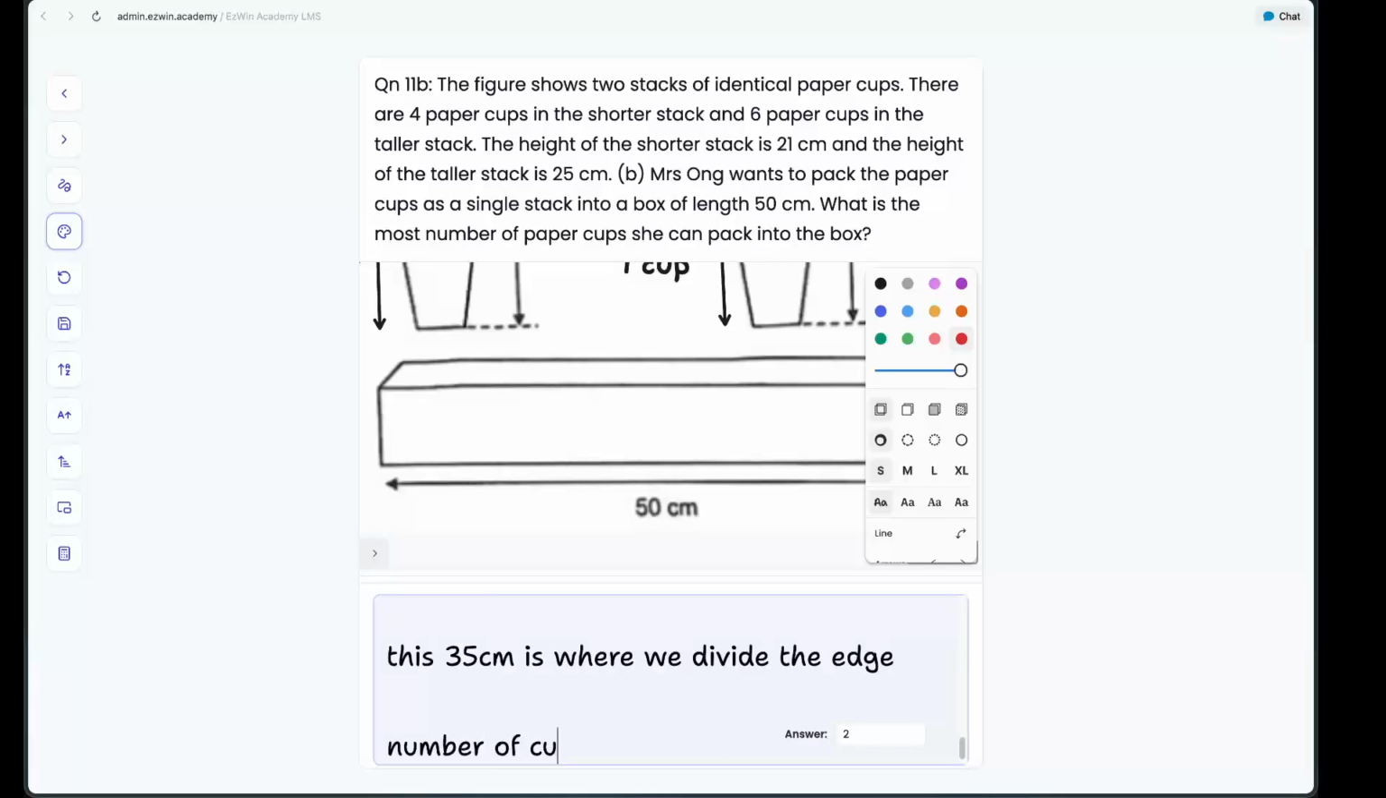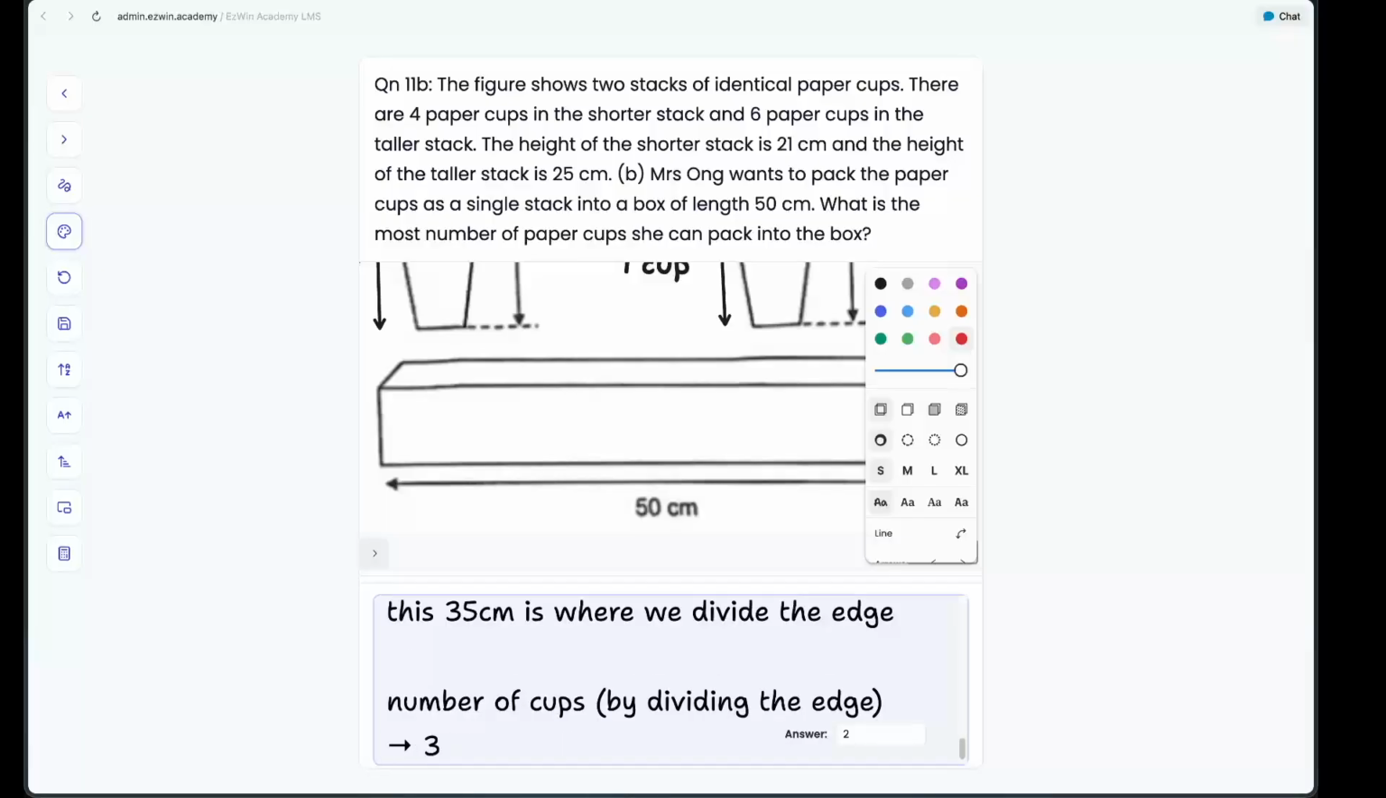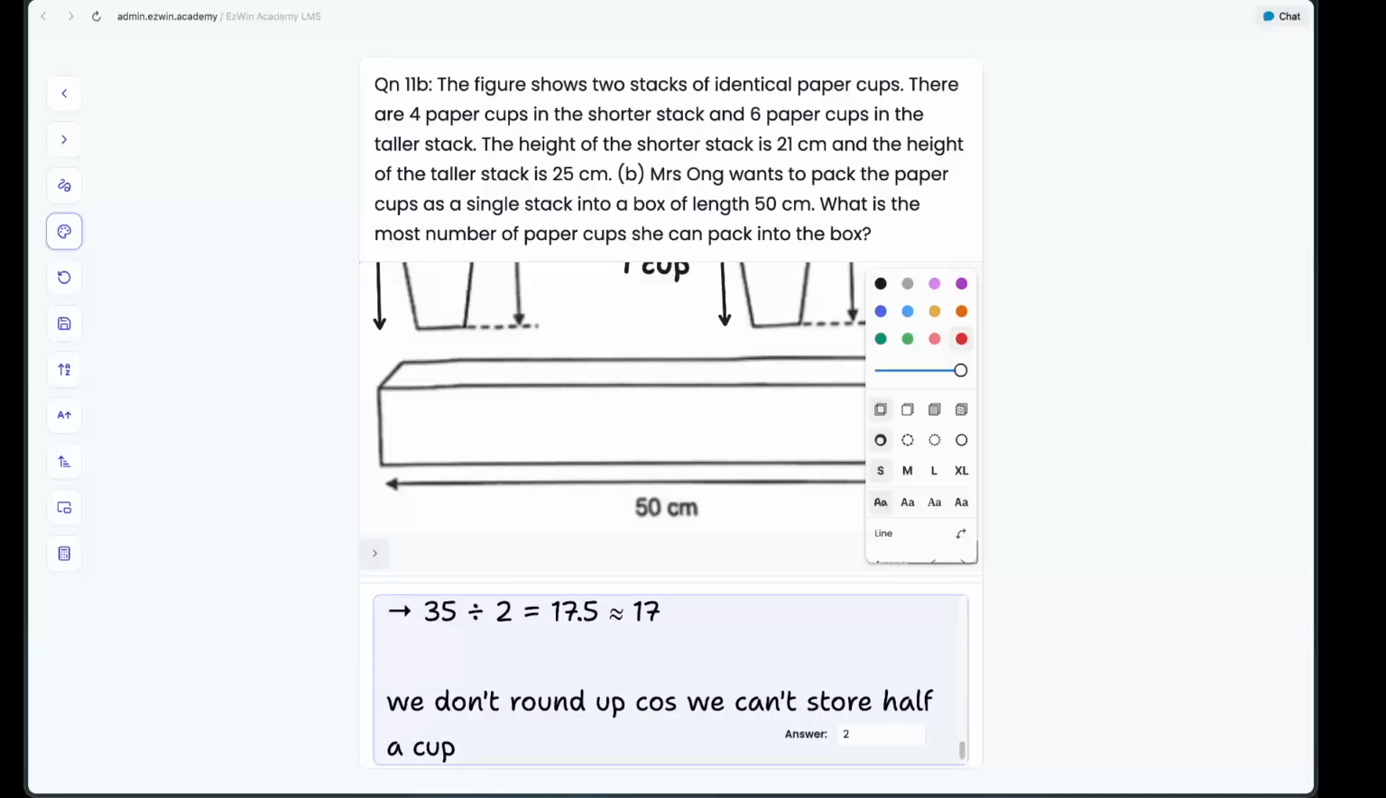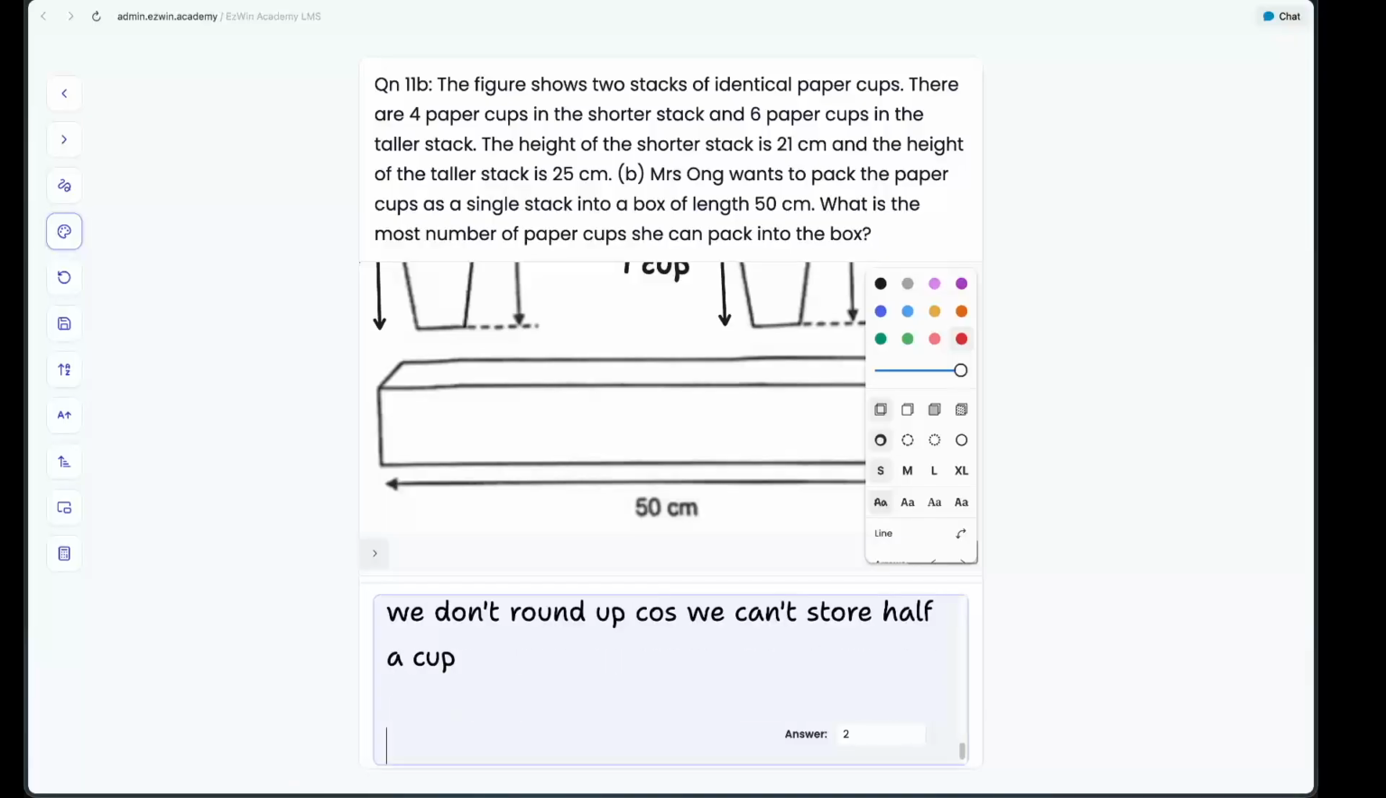So number of cups is equal to 35 divided by 2, and this will give us 17.5. And we need to round down to 17. So we don't round up because we can't store half a cup. So total cups will then be equal to 17 plus 1, which will give us 18. So there you go. You can fit 18 cups inside here.